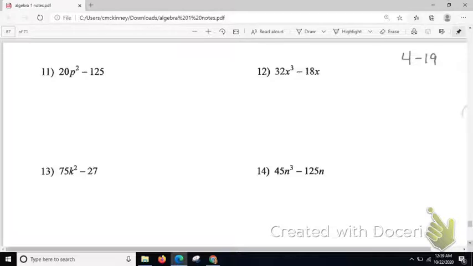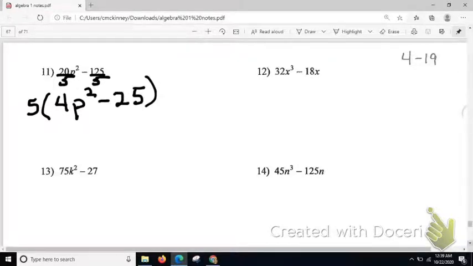So I need to look to see, can I take something out of these two? Do they have a common factor? 20 and 125 both end in a 5 or 0, so they are divisible by 5. So their common factor is 5. I'm dividing them both by 5. That leaves me with 4p squared minus 25. That 5 is going to be part of my final answer, so I'm going to bring it down so I don't forget about it. Then the 4p squared minus 25.